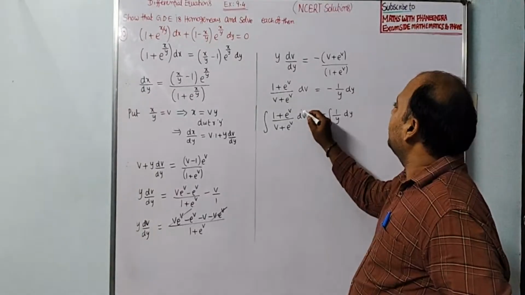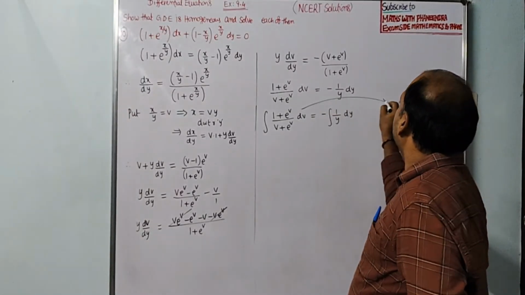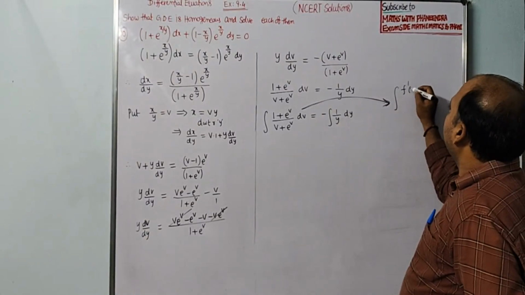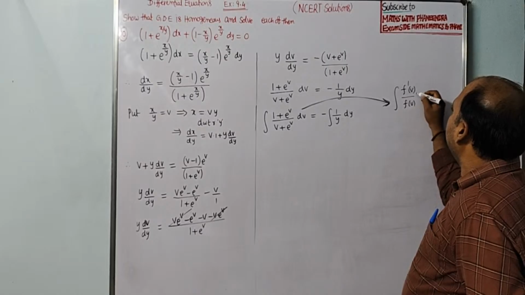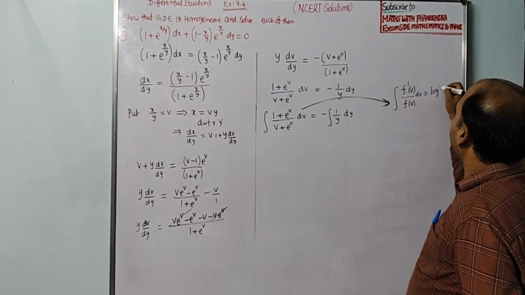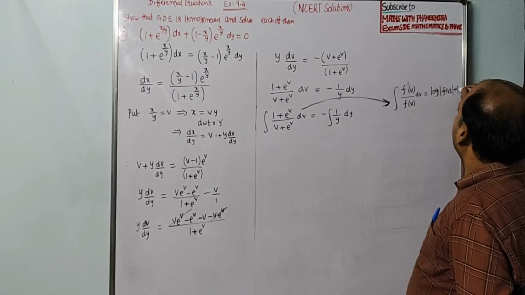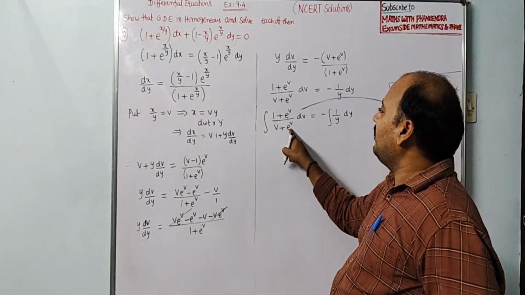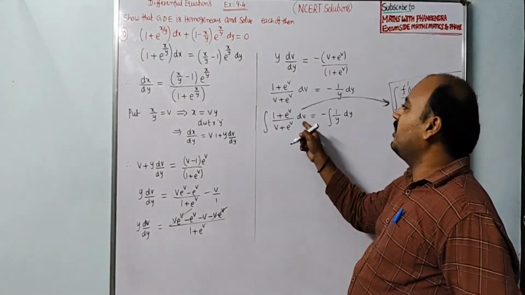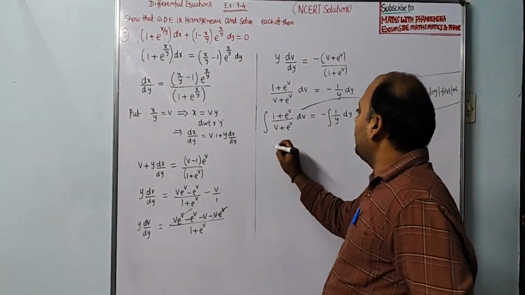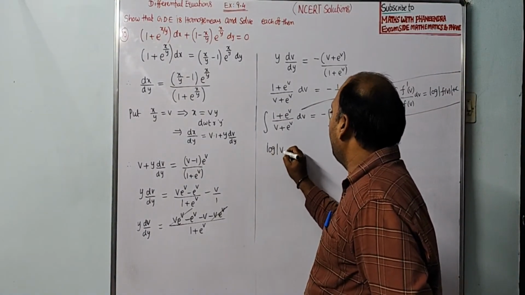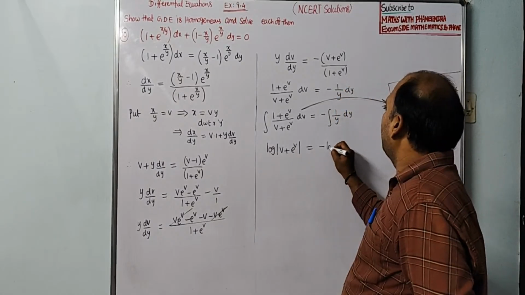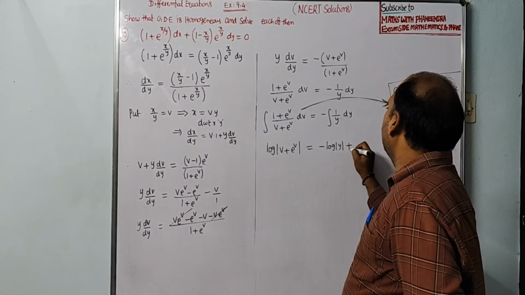You have to understand the first integration, this value. What we are marking with the arrow is of the form f dash of v divided by f of v into dv. So it gives log mod f of v. That means the numerator's derivative: the derivative of v is 1, the derivative of e^v is e^v. f dash of v by f of v is log mod f of v. So it becomes log mod (v + e^v) is equal to minus log mod y plus log c.